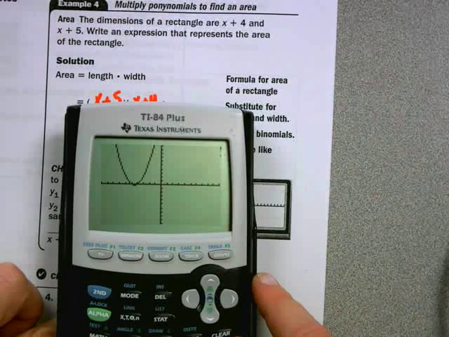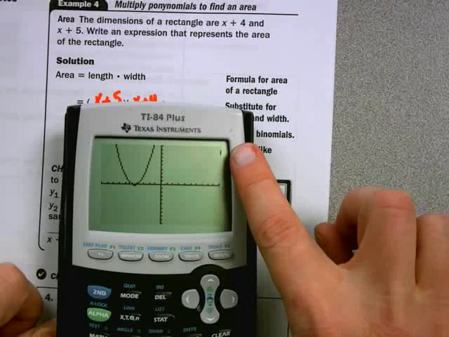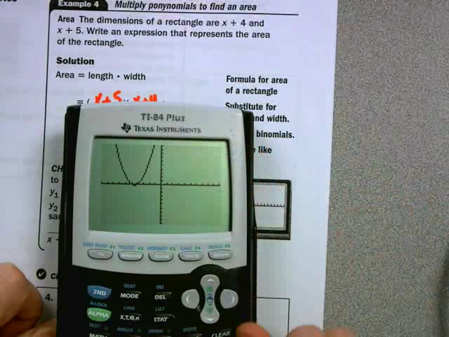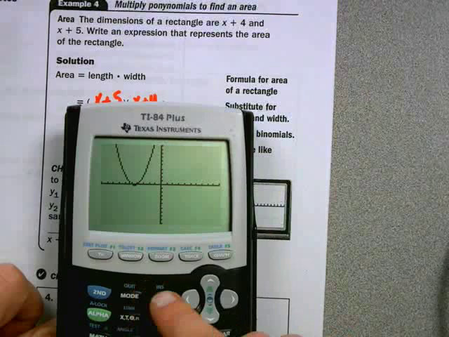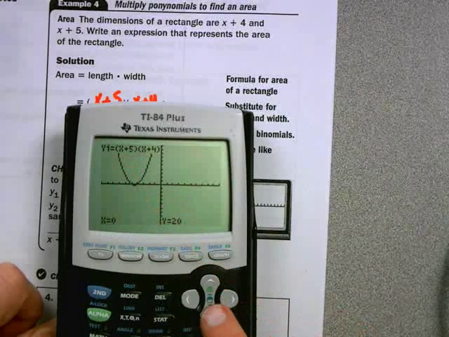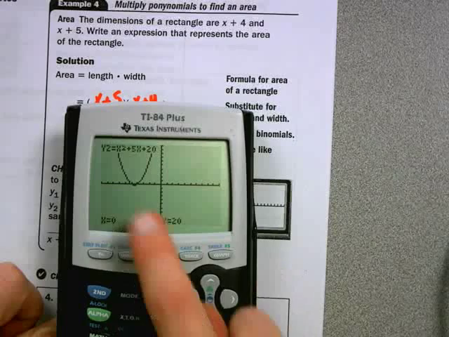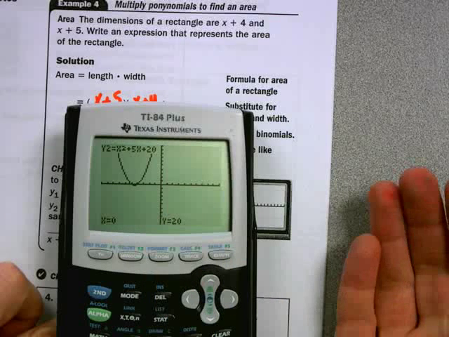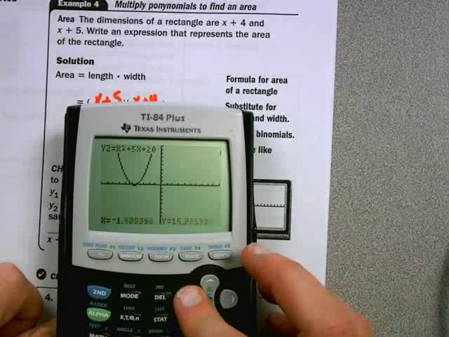Right? But no second one shows up. If I hit trace, I'm on my first curve, and if I hit down, I'm on my second curve. It's the same spot on both curves. I can cursor over. It was at the y-intercept, you could see down at the bottom there.